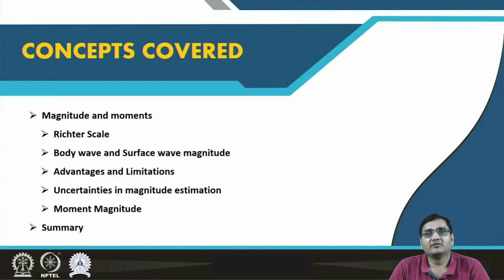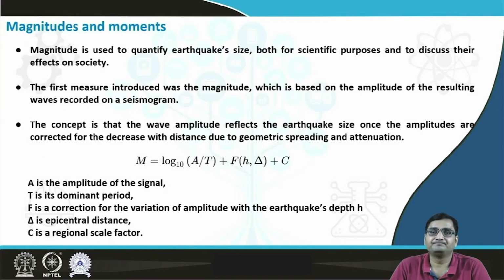In magnitude we will be discussing the first scale, that is the Richter magnitude scale. Thereafter we will be discussing body wave and surface wave magnitude, and then finally the advantages and the limitations of the local magnitude, body wave and surface wave magnitude scales, followed by uncertainties in the magnitude estimation. Finally we will be discussing moment magnitude, and then we will have a summarized view of today's lecture.